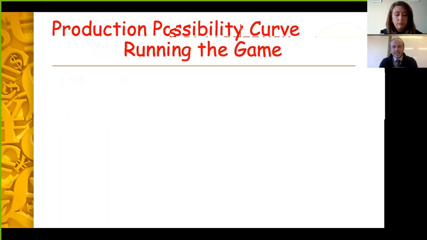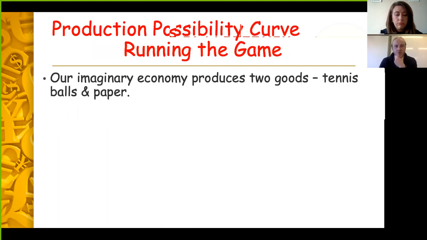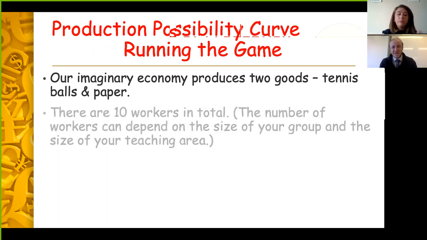Now, how does this game work? How do we actually get into it? In our imagined economy, there are only two goods. We're going to say tennis balls and paper. If you want to be fancy, you can call them different things. You can pretend the tennis balls are food and the paper is clothes, for example, but keep it simple: tennis balls and paper.